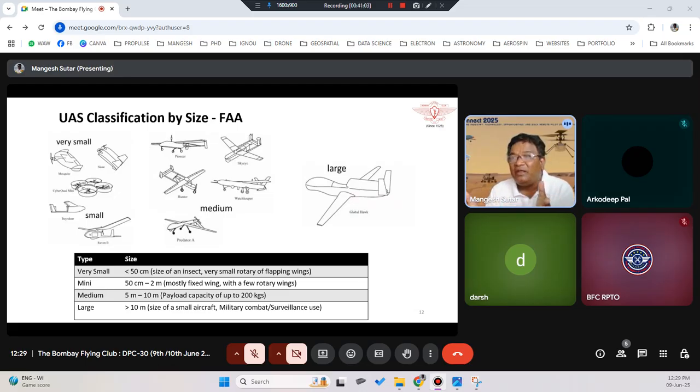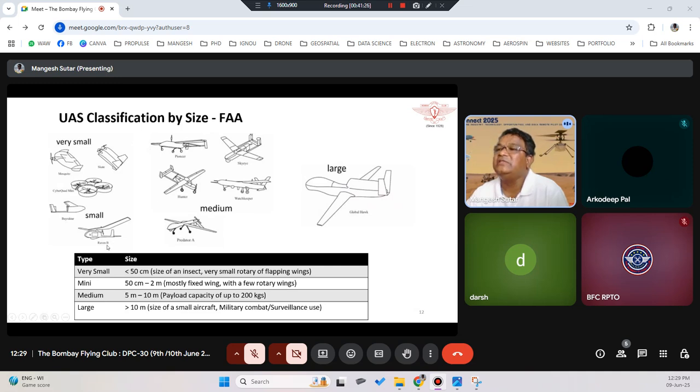So these are very big. Their payload capacity would be around 200 kgs also. And large, which may be bigger than 10 meters. So for example, you can see Global Hawk, Predators. Even Predator falls under medium because they may be 5 meters to 10 meters. Even your Watchkeeper, Sky Eye, Hunter, Pioneer. These are all medium class drones.